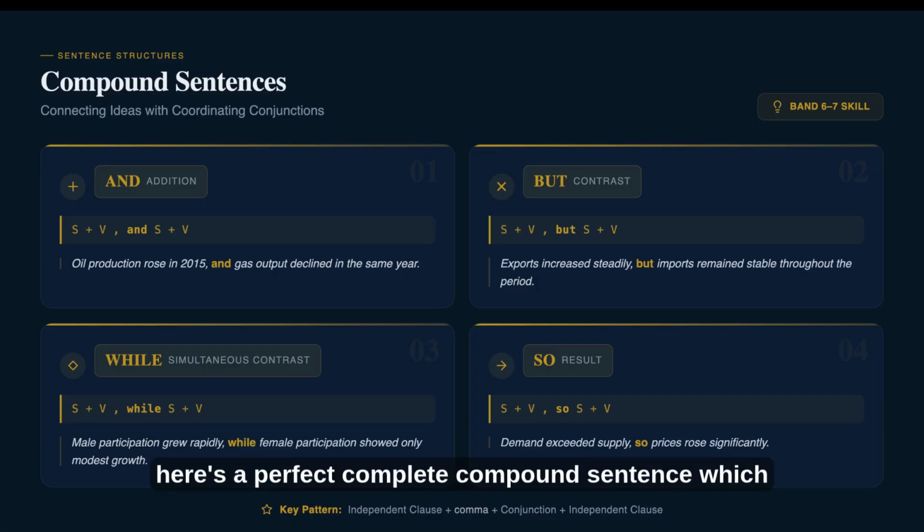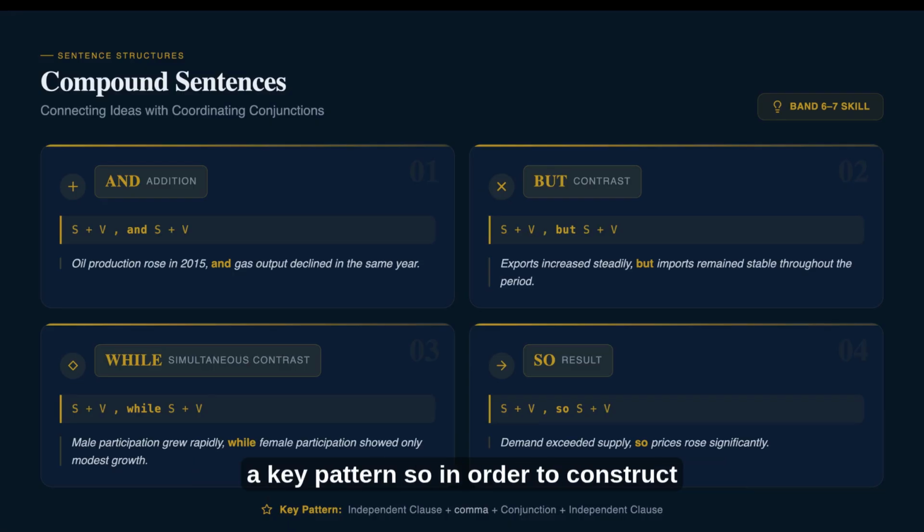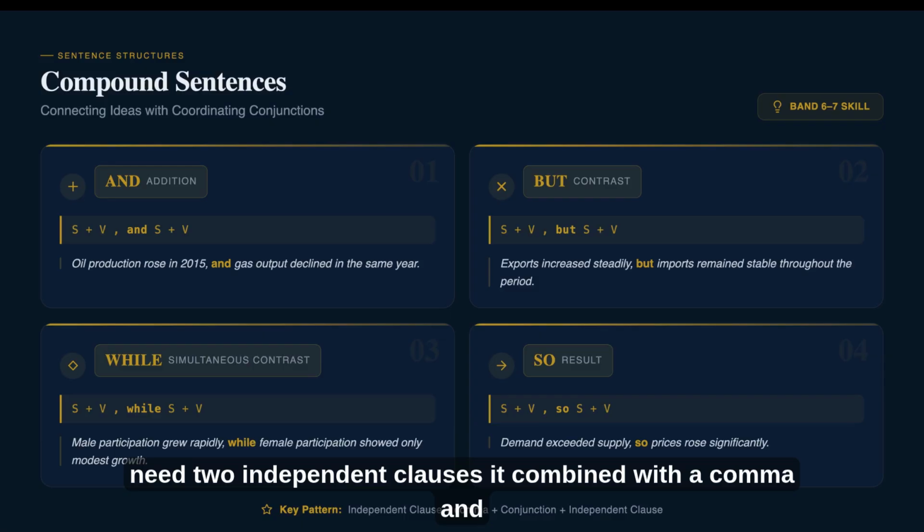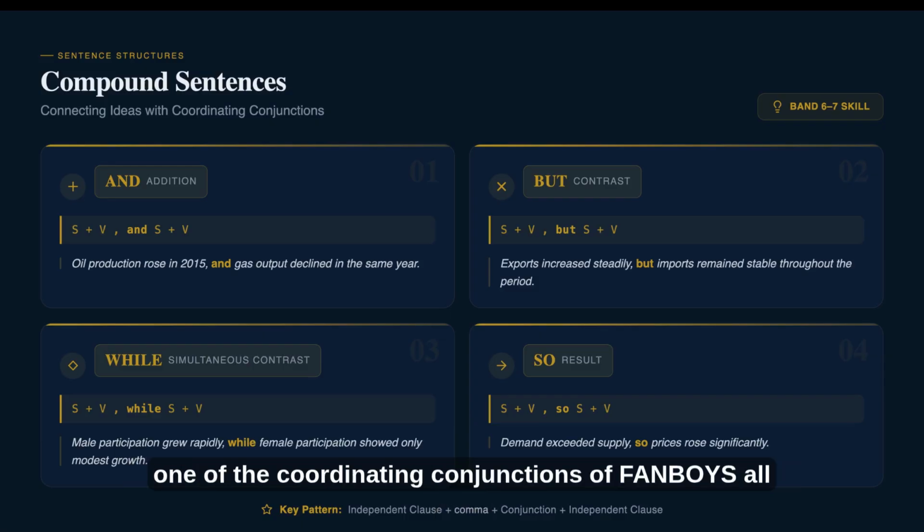So here's a perfect complete compound sentence, which is made up of two independent clauses, one FANBOY and a punctuation called a comma. Here's a key pattern. In order to construct one complete compound sentence, you need two independent clauses combined with a comma and one of the coordinating conjunctions of FANBOYS.